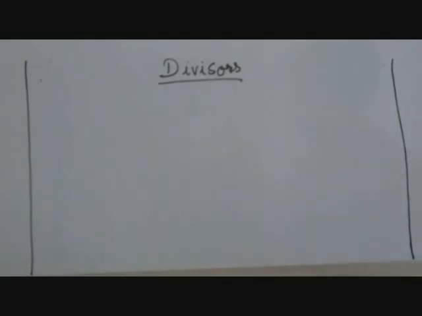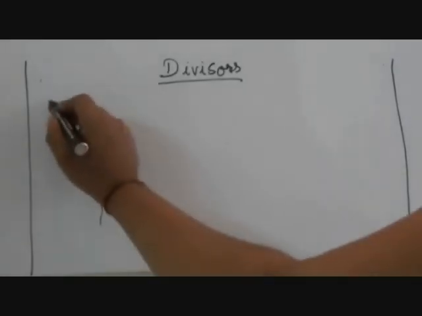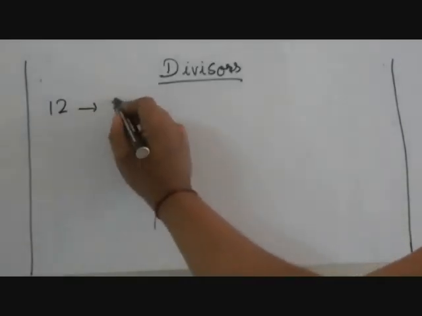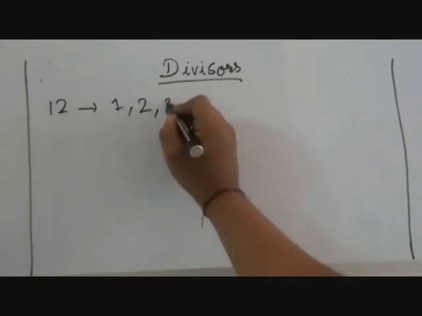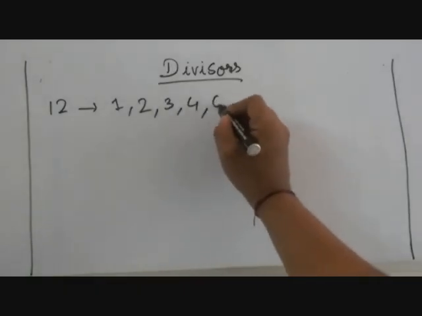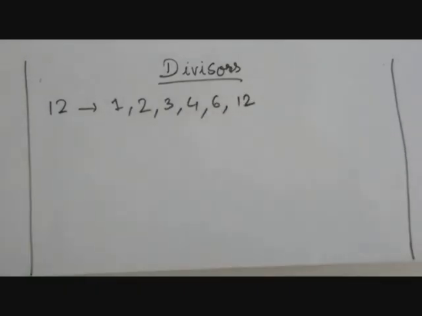Hi, today we are going to learn about the divisors or factors of a number. Divisors or factors of a number are those numbers which divide that given number completely. For example, let's see the divisors of 12. The divisors of 12 are 1, 2, 3, 4, 6 and 12. These are 6 divisors in all.